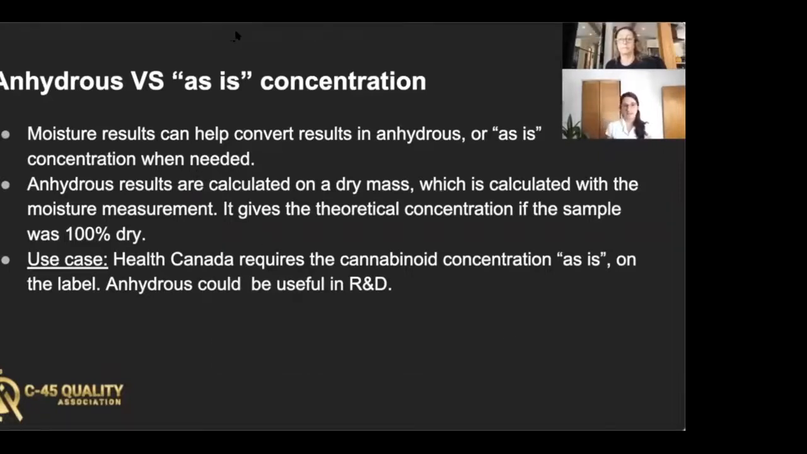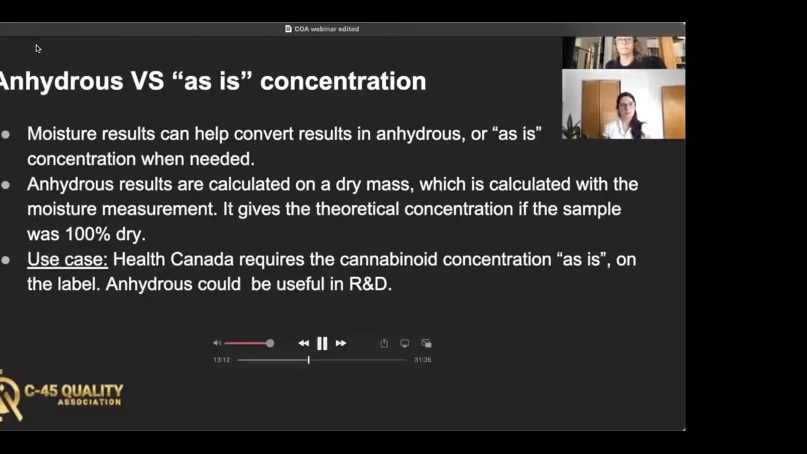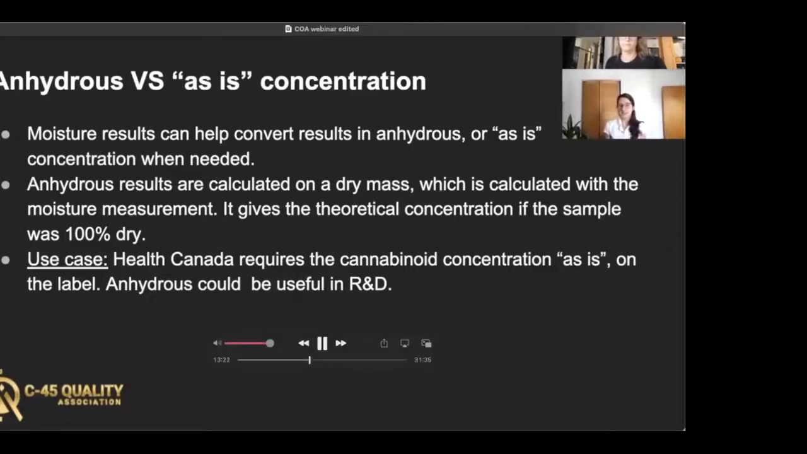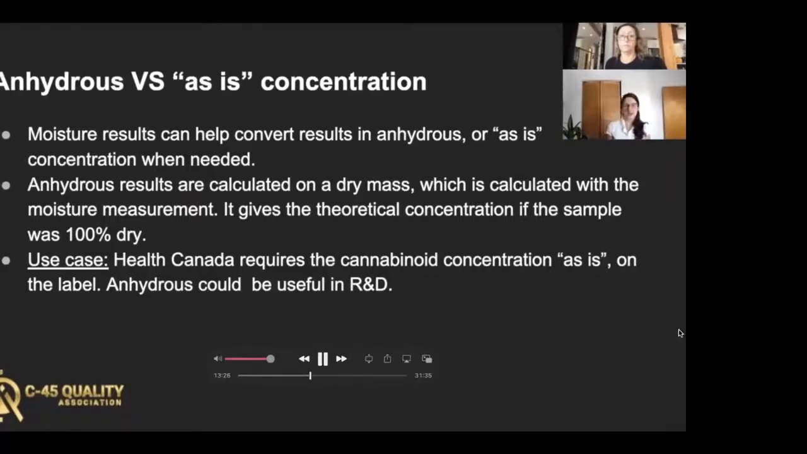The difference between the two comes from moisture. So the anhydrous results are normally calculated on the dry mass, which is calculated with a moisture measurement. It gives a theoretical concentration if the sample was 100% dry. So usually the anhydrous result will be used for R&D mostly, because Health Canada is requesting the as-is concentration, because it is what the customer will have in their hands at the end. Usually the anhydrous result is a little bit higher, so this could be false information to the customer. So that's a bit the difference between the two.